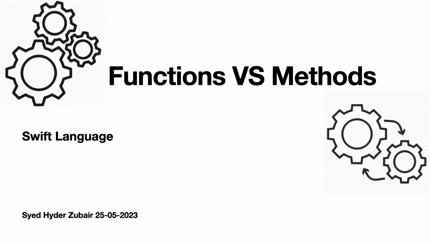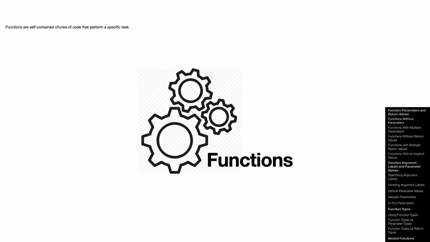So this tutorial is to let you know the differences between functions and methods. So what are functions? Functions are self-contained chunks of code that perform a specific task. In Swift, a function is a reusable block of code that performs a specific task. A task is a unit of execution.